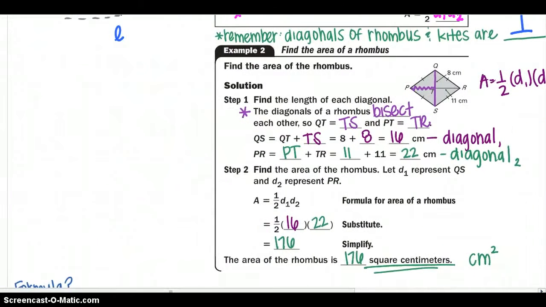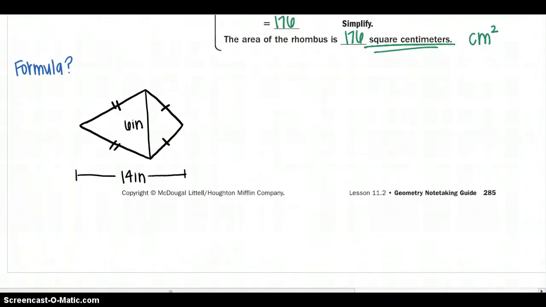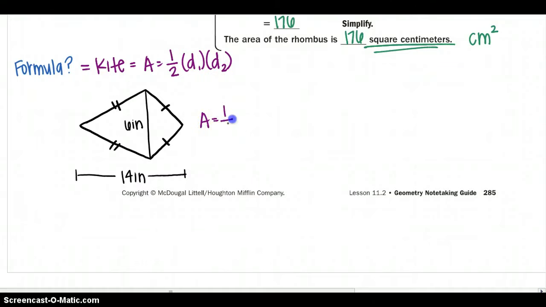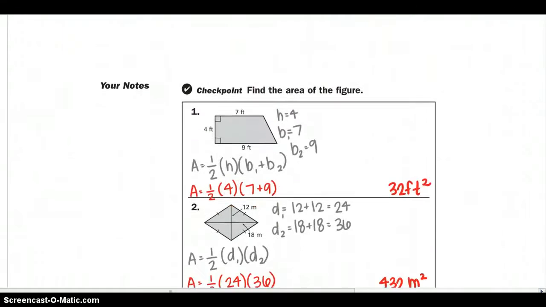Alrighty. And another example quickly. What is our formula for a kite? Again, same as a rhombus, it would be area equals 1/2 the two diagonals. So I would say my area equals 1/2 of 6 times 14. If I do that together, I will get 42 inches squared. Don't forget that inches because that will probably be counted off, knowing me.